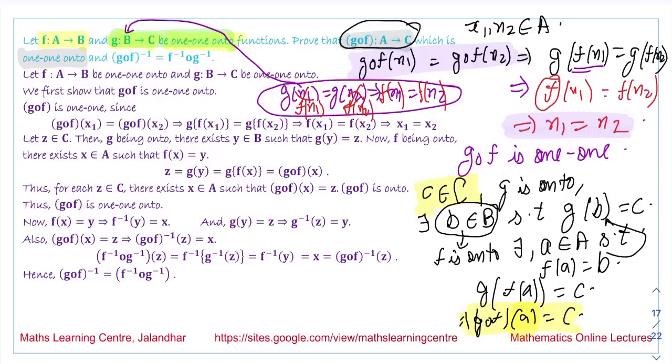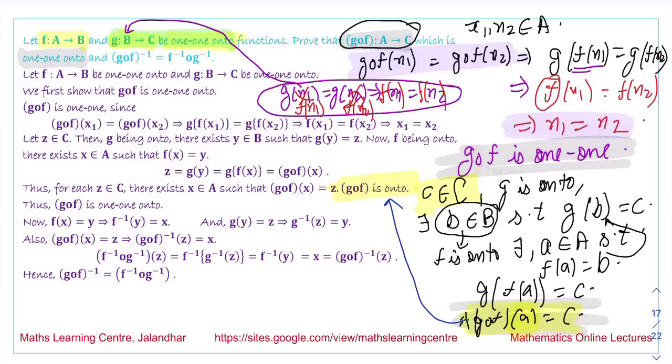So this proves that the function gof we are talking about is an onto function. So we have proved both the results, that gof is 1-1 and gof is onto. It means gof is invertible.